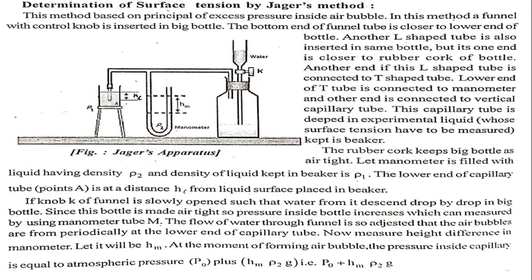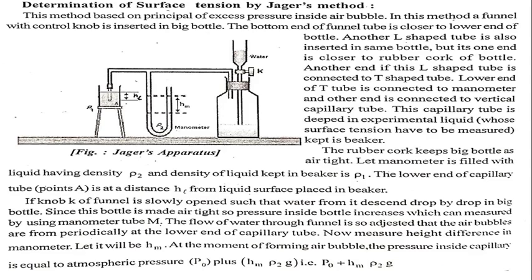Now see determination of surface tension by using Jager's method. Now here this method is based on principle of excess pressure inside air bubble. Now principle, the excess pressure inside an air bubble is greater than the pressure outside it by 2T upon R, where T is the surface tension and R is radius of bubble.